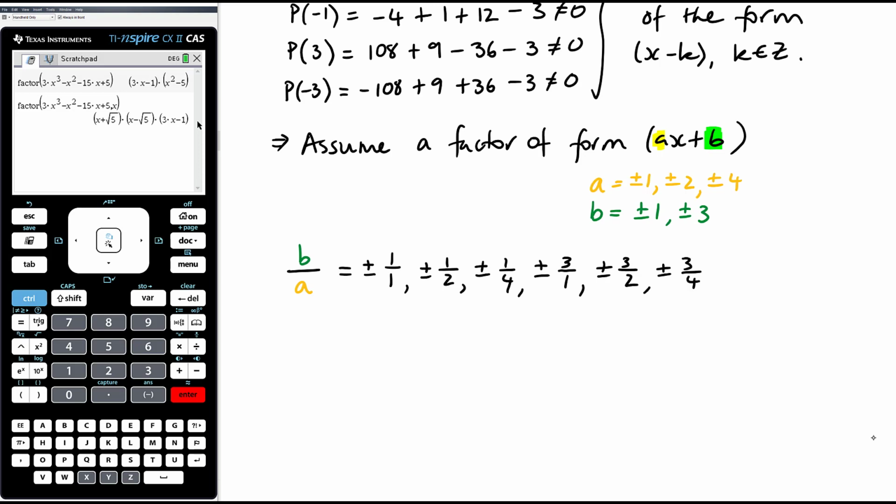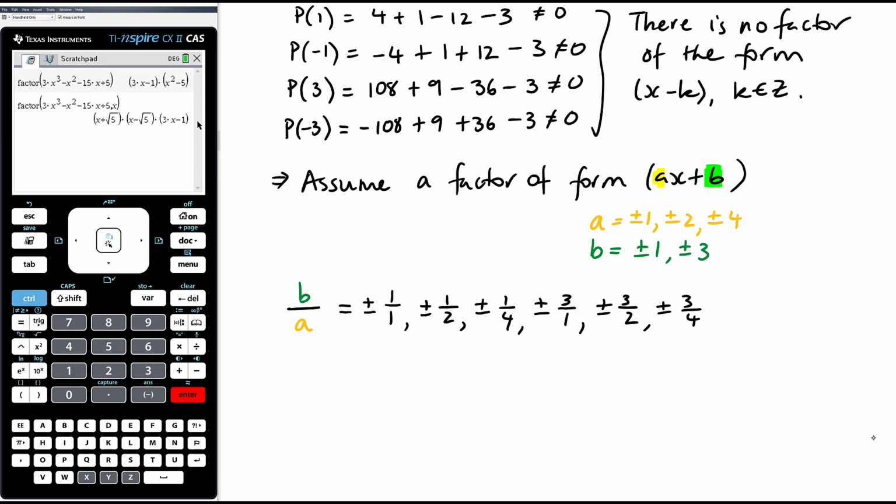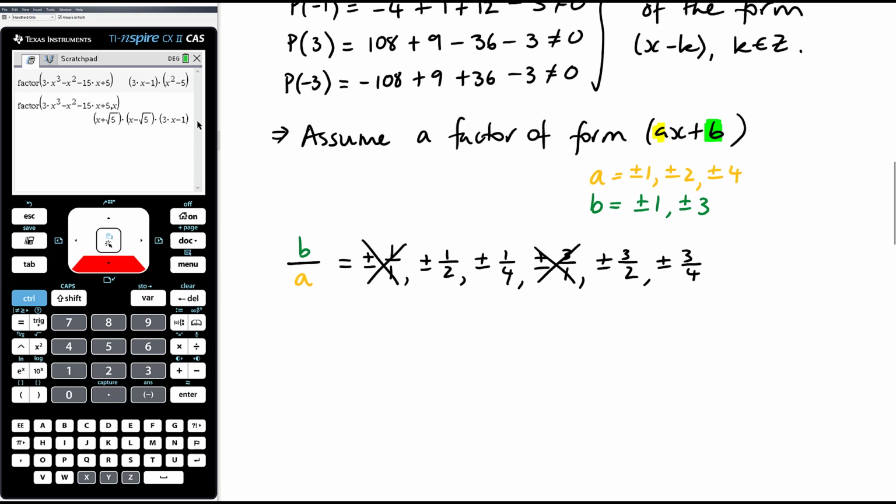Okay, so we rule out the integers that we've already tested. We've already tested plus or minus 1, which is these two options, and we've already tested plus or minus 3, which is these two options. Now, unfortunately, this does still leave us with 8 possibilities. So we have to hope we get lucky early on. Okay, so we've got to start somewhere. So let's try p of 1/2.